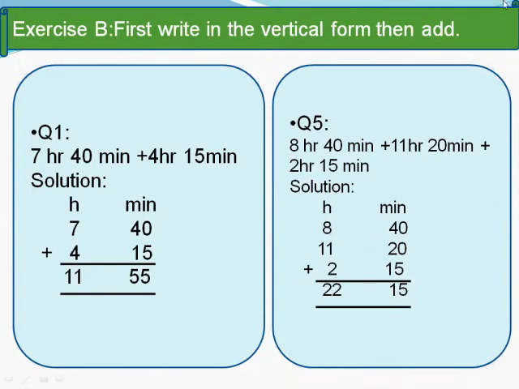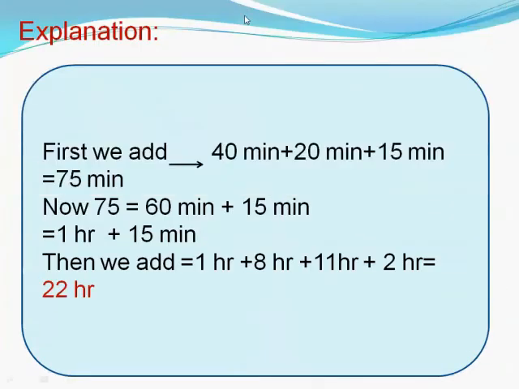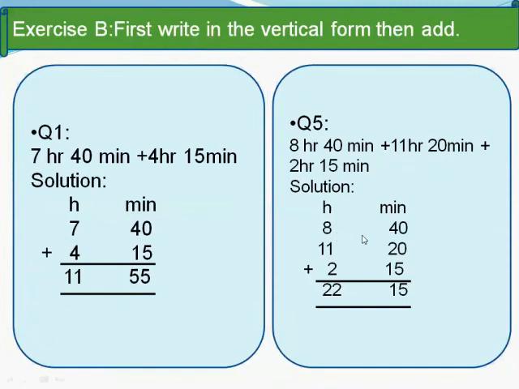Now move to the next. See again the explanation. Then we add 1 hour which is shifted from the minutes, plus 8 hour plus 11 hour plus 2 hour is equal to 22 hour. So we can say here is 1 hour that came from the minutes column. 1 plus 8 plus 11 plus 2 is equal to 22 hours.